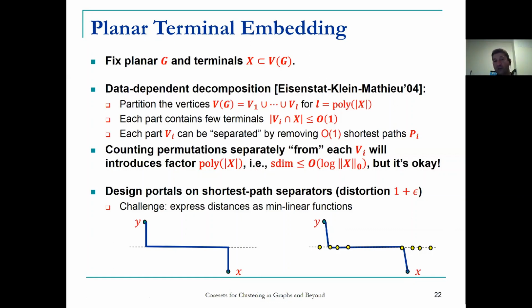Of course, I pay distortion 1 plus epsilon because I put epsilon spacing in between the portals, or powers of 1 plus epsilon, something like this. So this is where the distortion comes from. But the challenge is to represent this as linear functions. What you get here in this distance approximation of y to x is a summation of 3 terms: going from y to the portal, then from one portal to the other portal, then from the second portal to x.